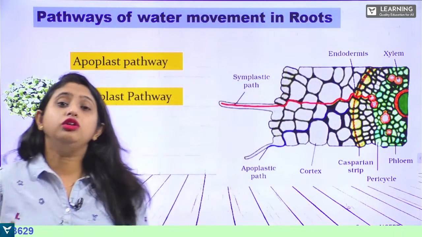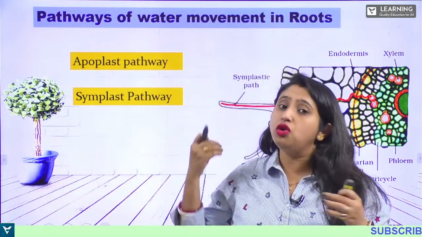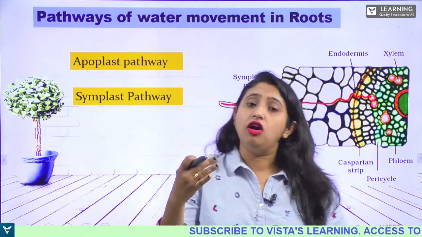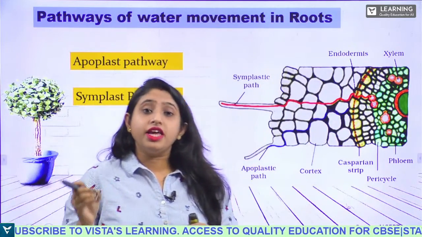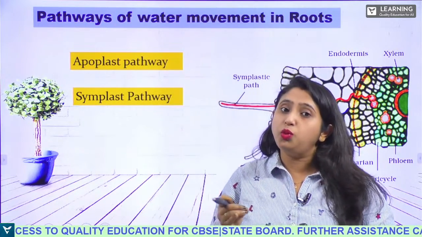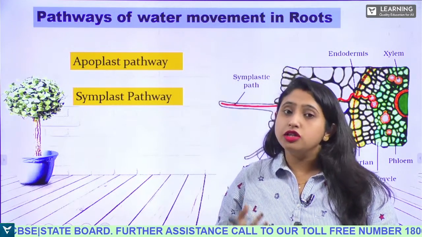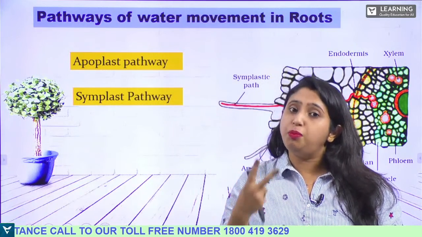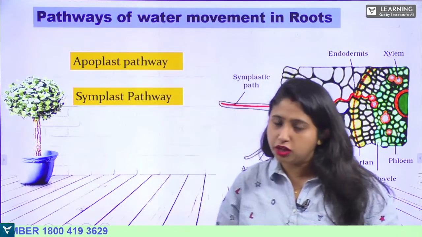To go from your home to school, you will go through a pathway, right? Only through that way will you be able to reach your school. Similarly, water also needs to follow a particular pathway so that it can reach the various parts of the plants. So here, there are two pathways: one is the Apoplast pathway and the other one is the Symplast pathway.